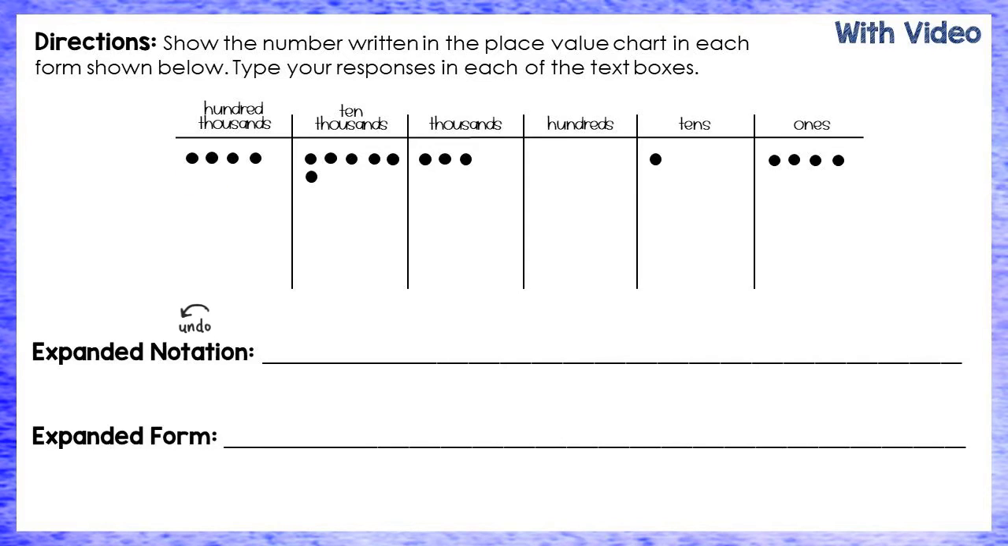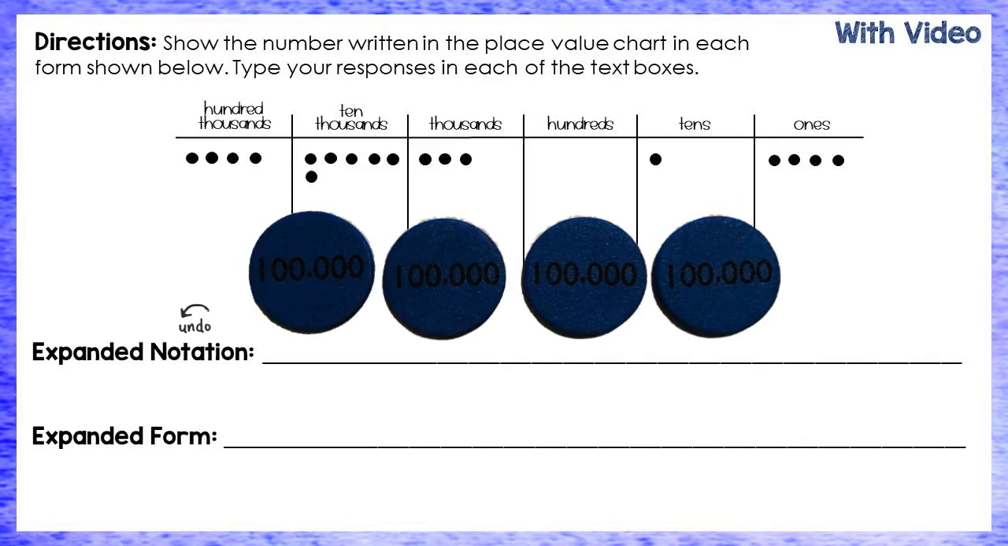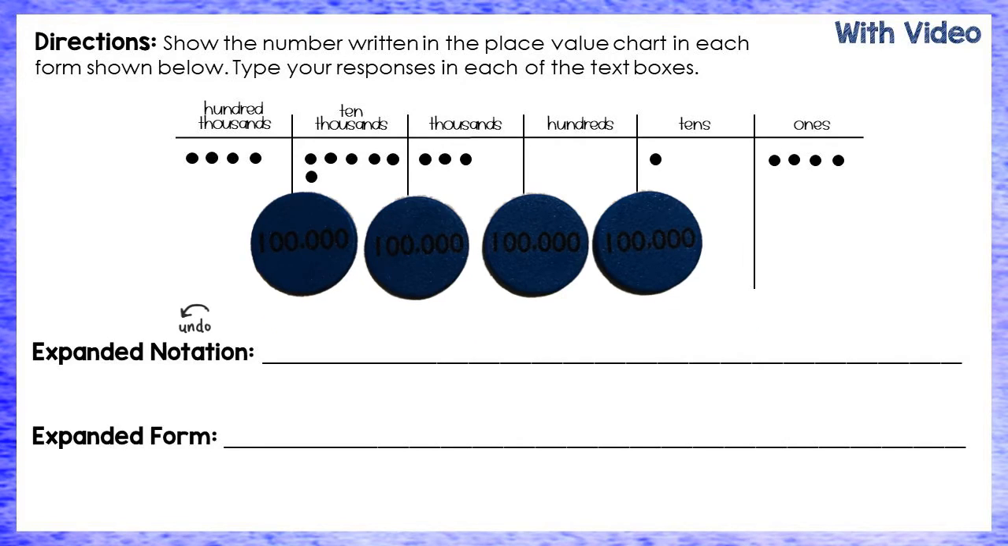And so they can also look like this. Each one of these 4 dots represents 100,000 each. So in expanded notation, we would say that there are 4 pieces that are each worth 100,000. And we put them in parentheses because all 4 of them go together.